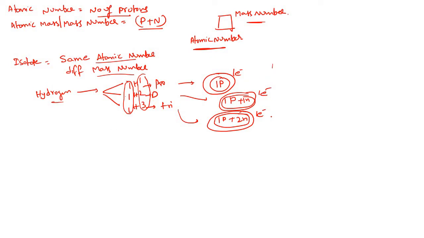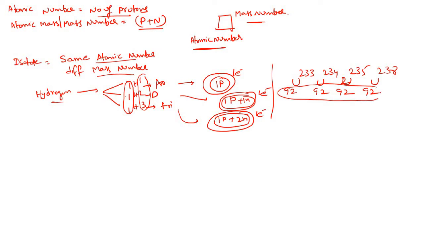And we'll also take isotopes of uranium. So uranium 233, uranium 234, uranium 235, uranium 238. Okay, so here also we can clearly see their number of protons are same, means their atomic numbers are same but their mass numbers are different. Okay, so these are isotopes of uranium.